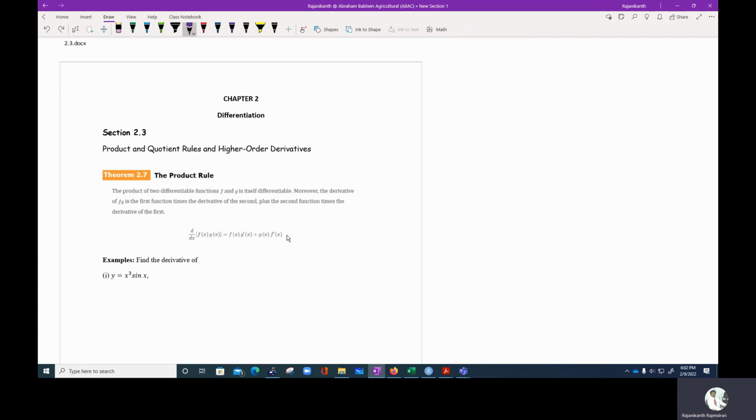So look at this expression. Suppose you are given two functions f(x) and g(x) with the multiplication sign, product sign, then the product rule says that you could write the first function times the derivative of the second function plus second function times the derivative of first function. Okay, so how can I apply this product rule here?